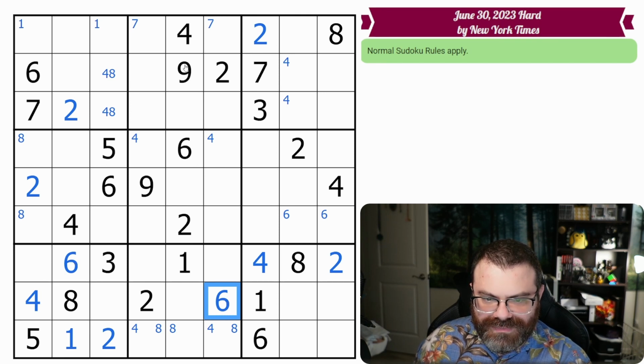Nothing to do in this stack, but in this stack we have these 2 6s. So 6 is in one of these 2. Okay, so the 6s are looking good. Yeah, we have these 6s left, we have these 6s left, and these 6s left, and that's it. Okay.